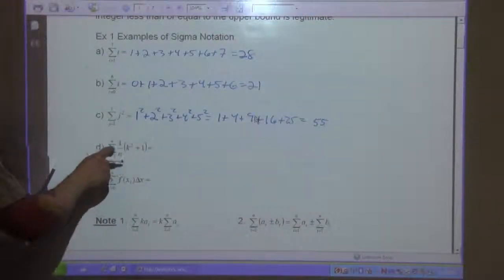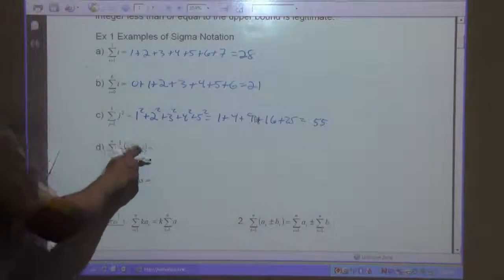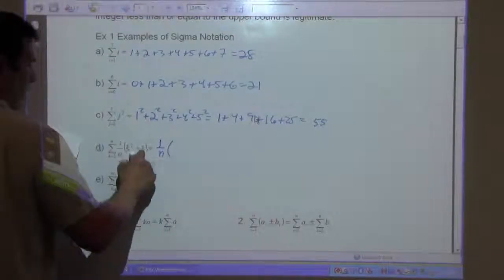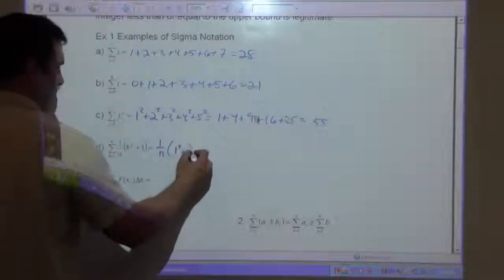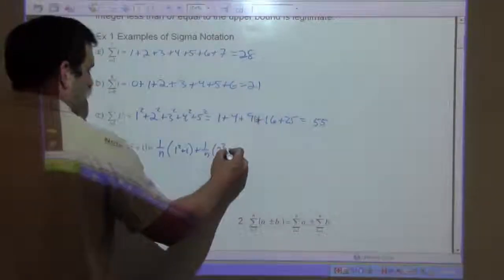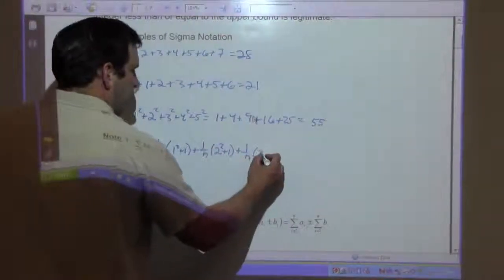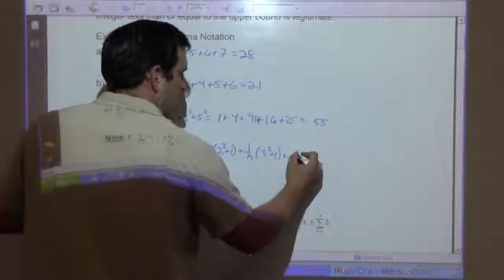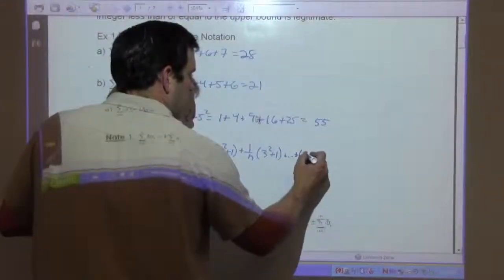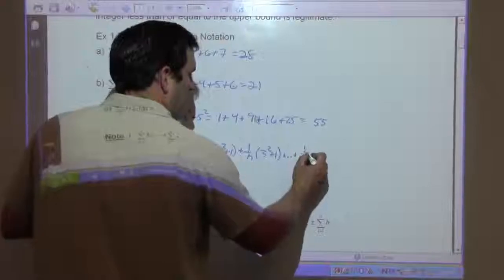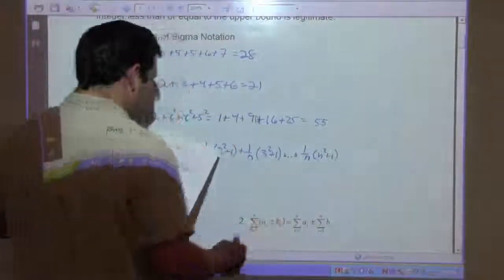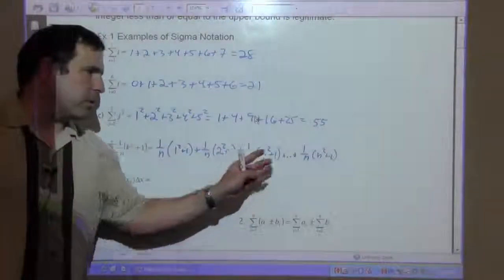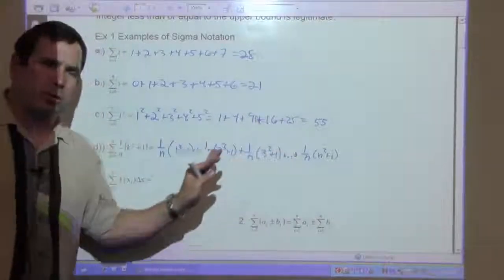How about k goes from 1 to n of 1 over n, times k squared plus 1. That's 1 over n times 1 squared plus 1, plus 1 over n times 2 squared plus 1, plus 1 over n times 3 squared plus 1, all the way up to 1 over n times n squared plus 1. And we can't really simplify that because these first several we could, but it goes up to a certain value, so we just leave it like that, showing the pattern going on.